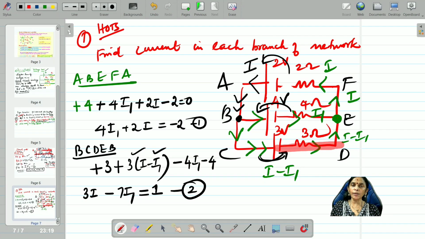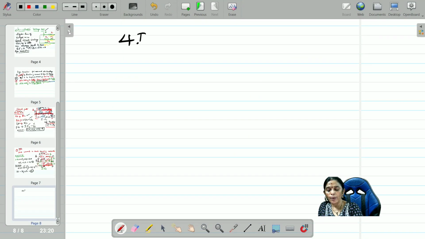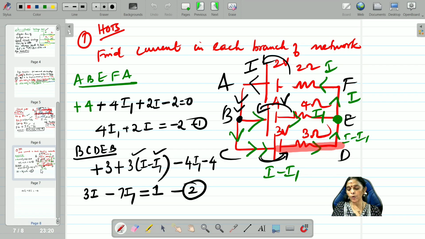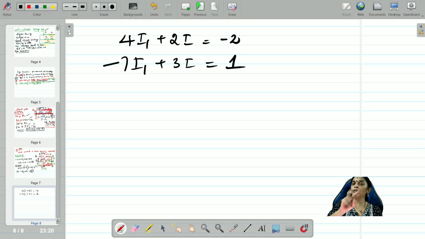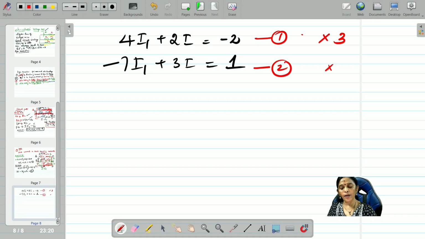Now what are you supposed to do? You have to solve both. Let us solve. Next page. 4I1 plus 2I is equal to minus 2. Is that clear? Yes, plus 4 minus 2 is 2, so minus 2. Minus 7I1 plus 3I is equal to 1. So the first equation, multiply with 3. Second equation, multiply with 2.